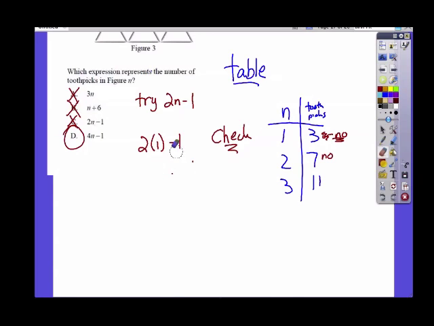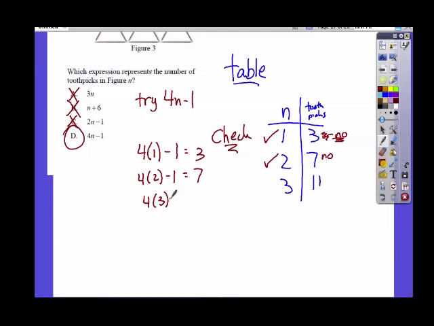But again, being a good student, we always take the time to check and make sure, just in case we made a mistake somewhere along the way. So let's put the numbers in for n, for 4n minus 1. So 4 times 1 equals 4. 4 minus 1 is 3. That checks. That's good. Now plug in 2. 4 times 2 is 8. 8 minus 1 is 7. Again, that checks. That's good.